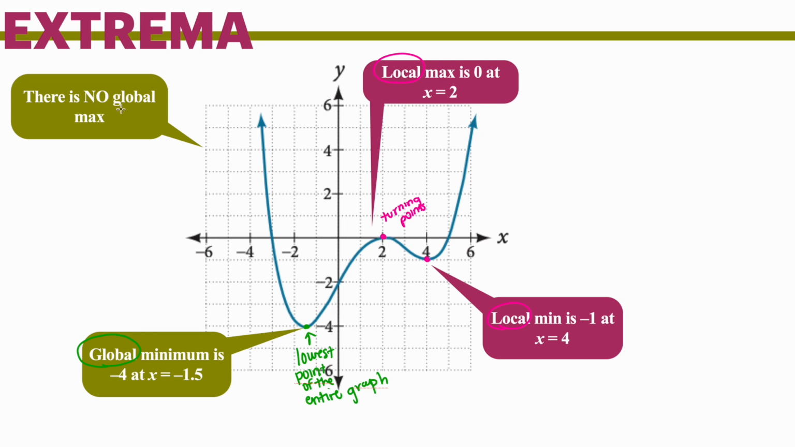There is no global max because this graph goes forever up. So there is no physical highest point that it goes. So what we would say is that there's a local max at 0 when x is 2, because this is the coordinate point 2, 0. And there's a local min of -1 at x is 4. So at 4, -1. The global, again, is the lowest of the entire graph.